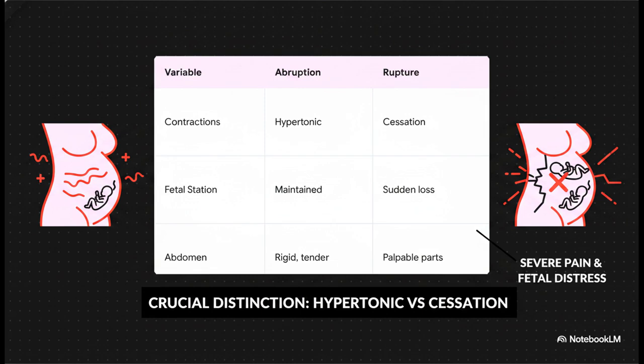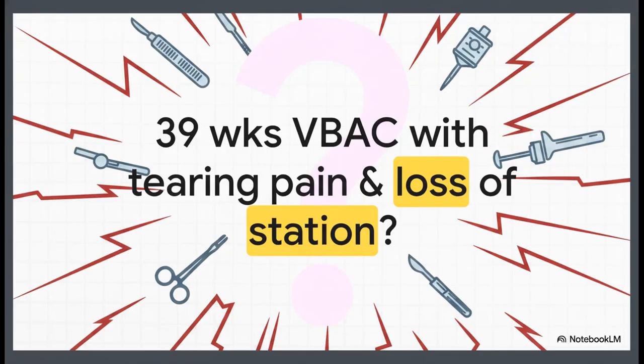Yes, they both present with severe pain and fetal distress, but abruption gives you hypertonic, high-frequency contractions and a rigid uterus. Uterine rupture, on the other hand, features a sudden, complete cessation of contractions, that sudden loss of fetal station, and those palpable fetal parts in the abdomen. Time for your second integrated assessment.